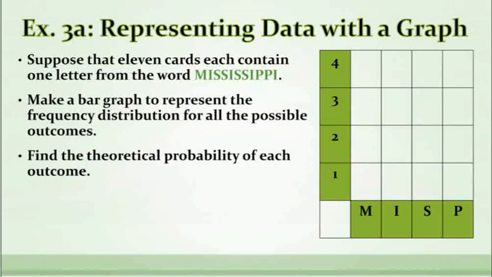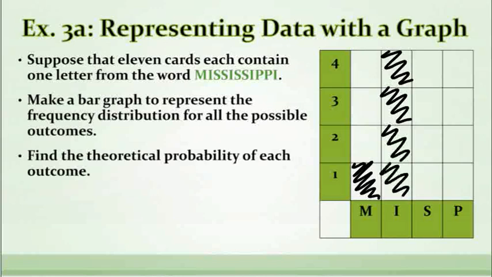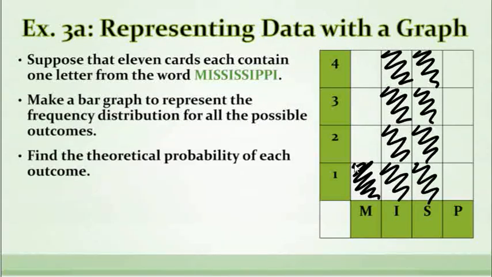Next one, suppose that 11 cards each contain 1 letter from the word Mississippi. Make a bar graph to represent the frequency distribution for all the possible outcomes. Find the theoretical probability of each outcome. So there's 1 M. There are 1, 2, 3, 4 I's. There are 1, 2, 3, 4 S's. And there are 2 P's.